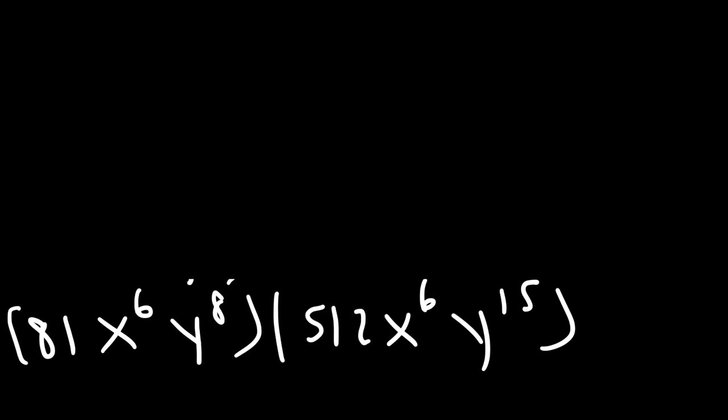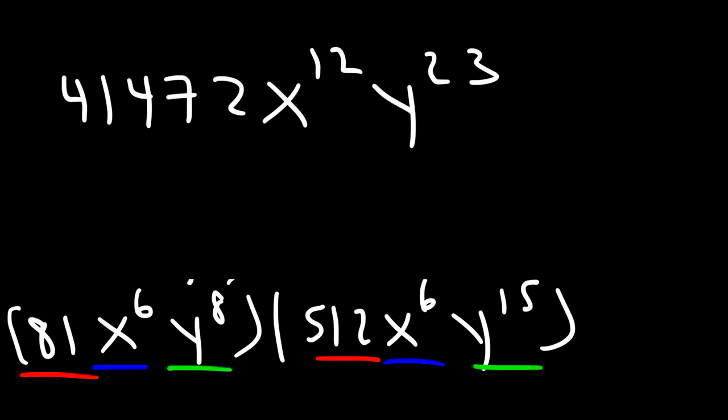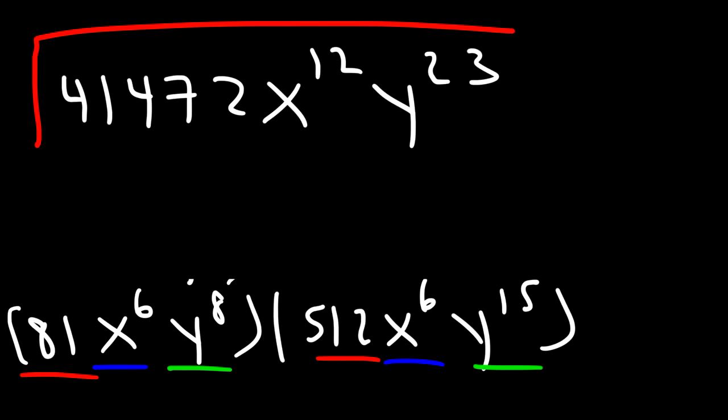Now the next thing we need to do is multiply 81 by 512. At this point, I am going to use a calculator for that. And so you should get 41,472. And now we have x to the 6 times x to the 6, so 6 plus 6 is 12. And then y to the 8th times y to the 15th. 8 plus 15 is 23. And this is the final answer.